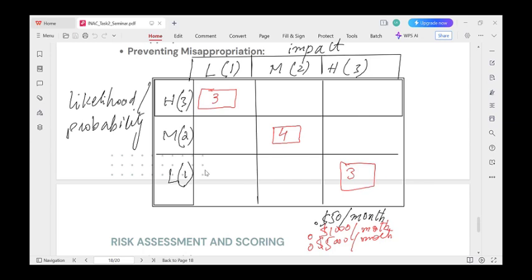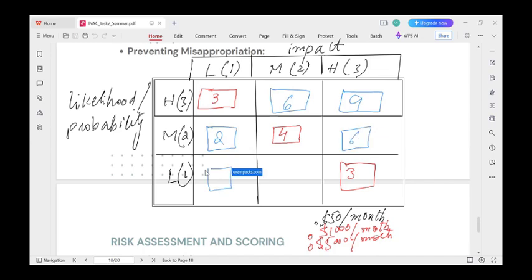Let's try to figure out the scores of each box. In this box, we're going to have a score of 3 times 2, 6. In this box, we have a score of 9. In this box, we have 2. In this box, we have 6.